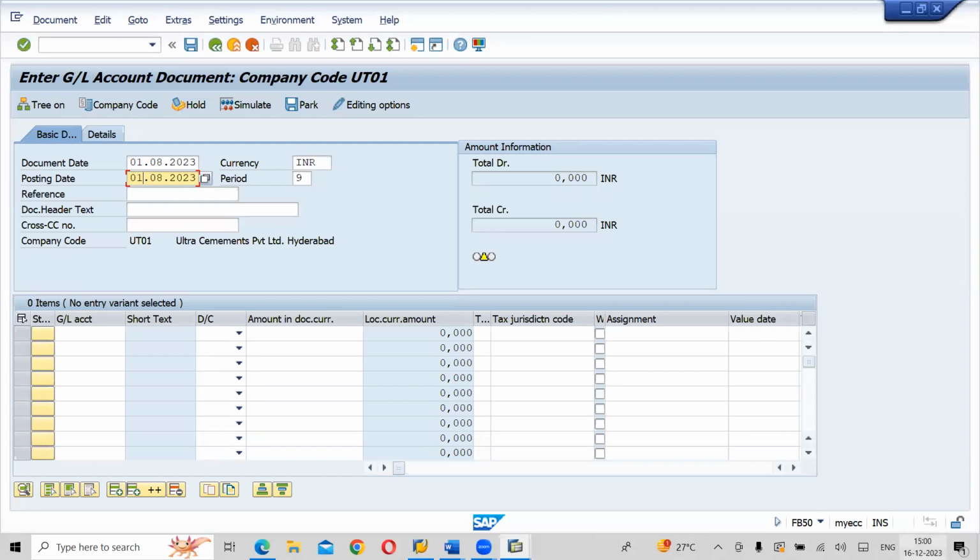What is today's date? 16/12. If I try to post anything on 18/12/2023, what is the thumb rule? It will show an error at the time of posting. So document date should not be greater than posting date. And posting date should not be greater than which date? Server entry date, system date. Clear? Later or greater, whatever you want to take. Any questions here? No. Okay. Next.